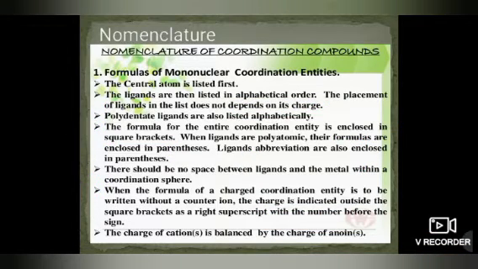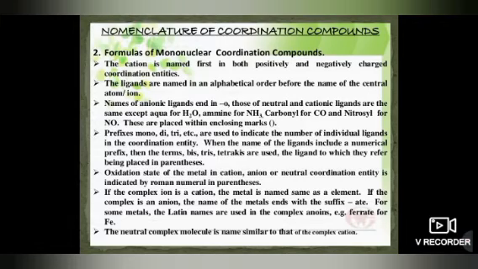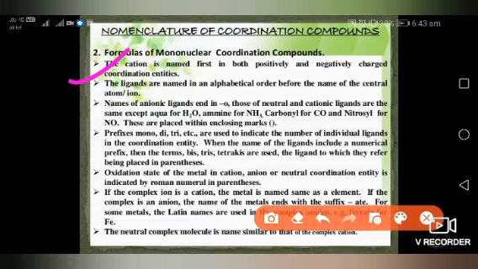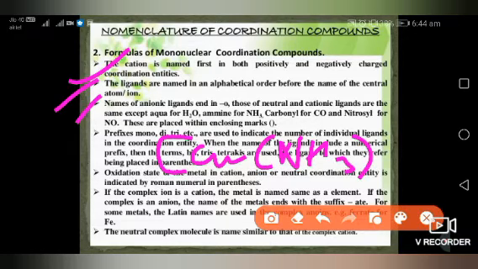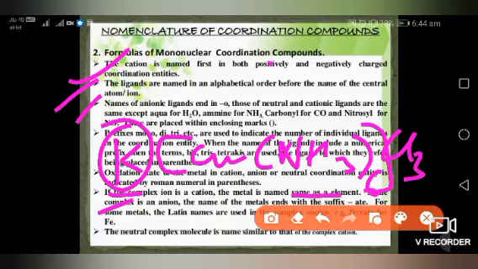The charge of the cation is balanced by the charge of the anion. So now second, the formula of a mononuclear coordination compound: the cation is named first, in both positively and negatively charged coordination entities. Cation is named first. First we will write the name of the cation. The ligands are named in alphabetical order before the name of the central atom. Suppose we have cobalt like this, and if we have any positively charged cation, that will be written first. Potassium, hexaammine, suppose hexaammine copper, then its oxidation number, chloride. This is the right way.